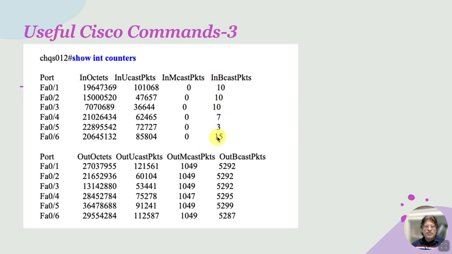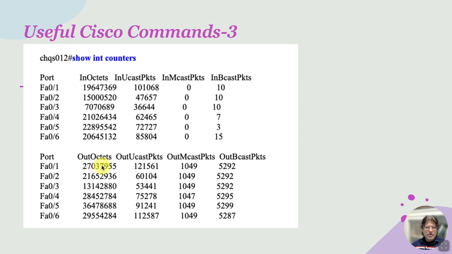So if you're concerned that you're getting maybe a lot of broadcasts on a certain port, or you're getting a lot of traffic on a certain port, this will be evident over here. This is octets here. So this is the amount of bytes I should specify. And this is the amount of packets.